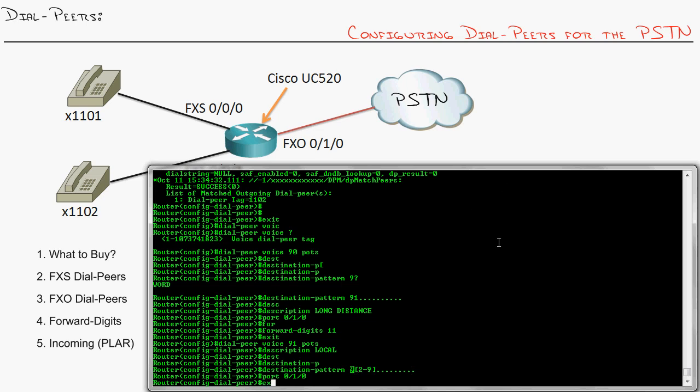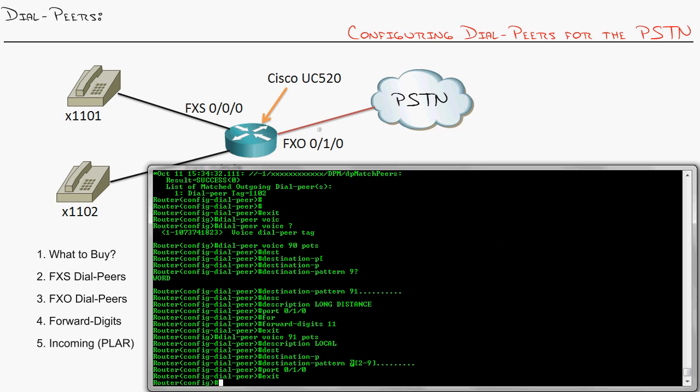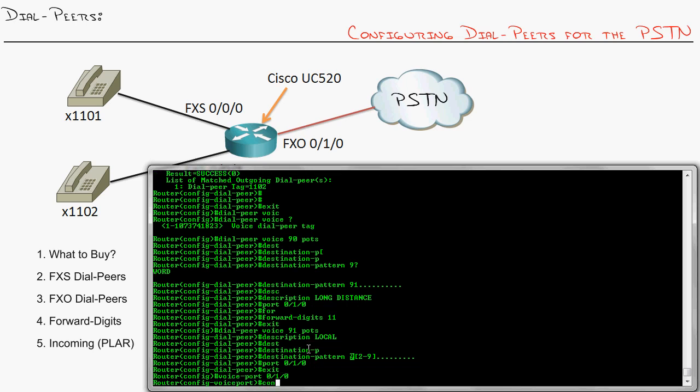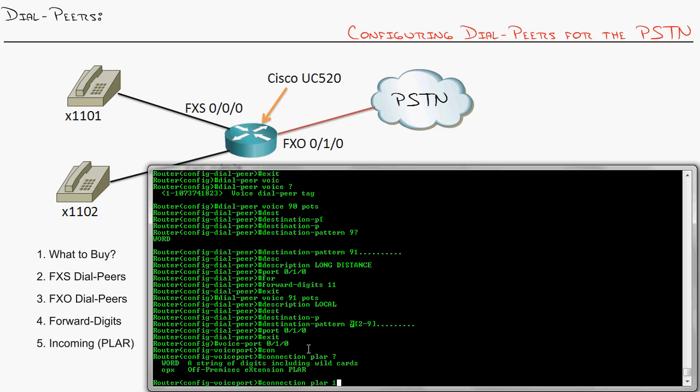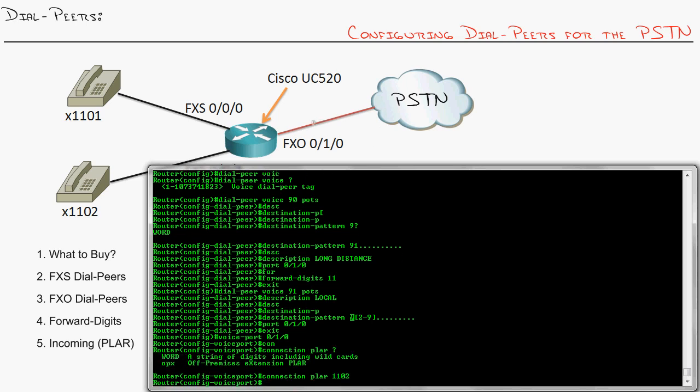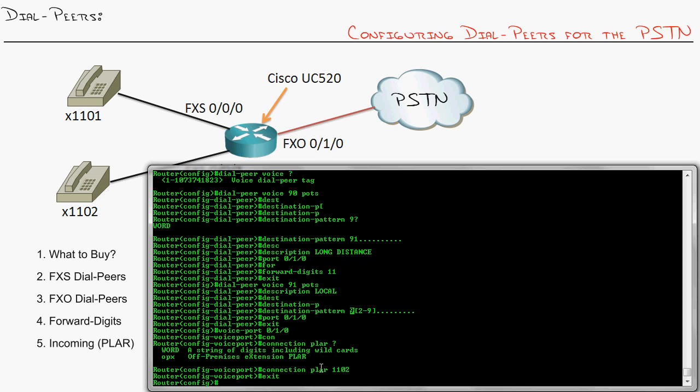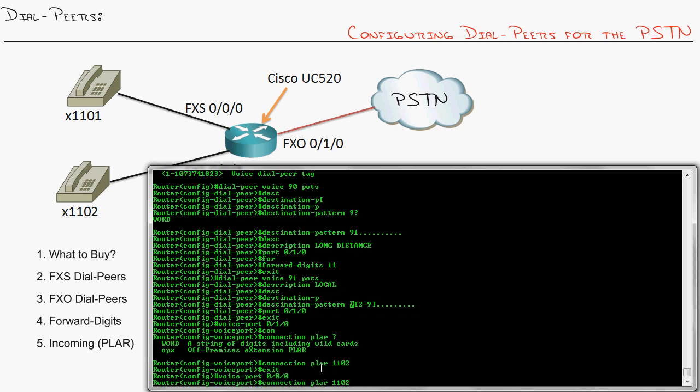But wait a sec, what about receiving a phone call? What about when somebody makes an incoming call? Well, right now the router doesn't know where to send it, so I'm going to add in an incoming PLAR configuration. The way I do that is go under voice port 0/1/0 and do connection PLAR, which says private line automatic ring down, and let's do 1102. What that means is as soon as I receive a call, as soon as essentially this goes off hook, it's going to make 1102 ring. This is typically used for emergency phones. For example, I could go under voice port 0/0/0 and do the same thing, connection PLAR 1102.